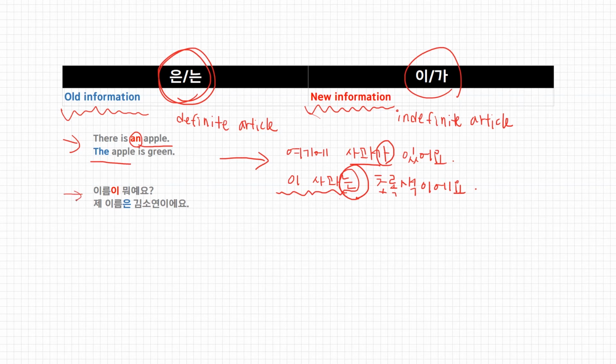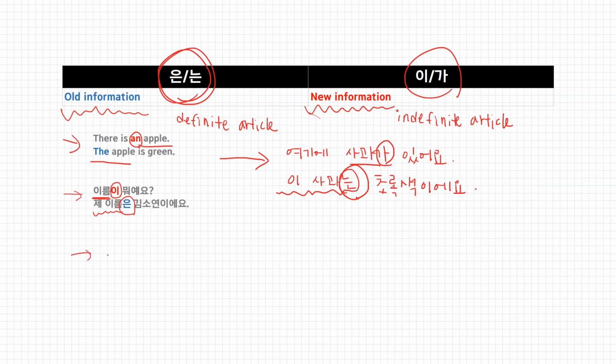Here, let's say we've just met. Then we say, oh, hi, nice to meet you. And you might ask, oh, what's your name? Then 이름이 뭐예요? 이 is used because 이름 is the new information. We were not talking about the 이름 before, and you brought that up. And to answer the question, I say 제 이름은 김소연이에요. Here, 은 is used because 이름 is the old information you just mentioned before. That's why 은 is used.